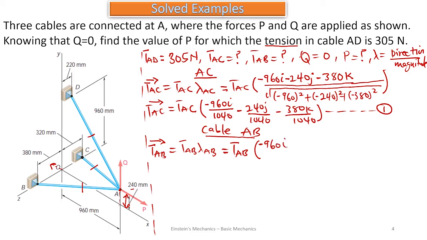Coming down, that is a negative 240J. Once you get to the origin, you have to move in the direction of the axis. So this is going to be positive because you are moving in the direction of the axis, and that is going to be plus 380K.